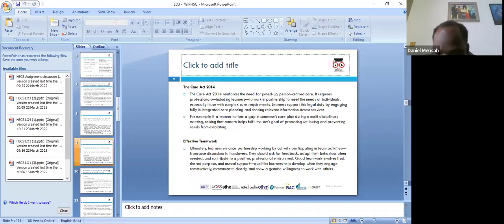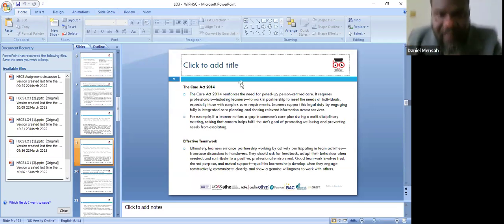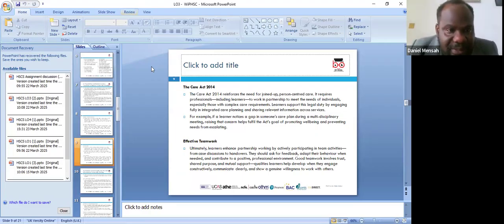Effective teamwork. Ultimately, learners enhance partnership working by actively participating in team activities, from case discussions to handovers. They should ask for feedback, adapt their behavior when needed, and contribute to a positive professional environment.